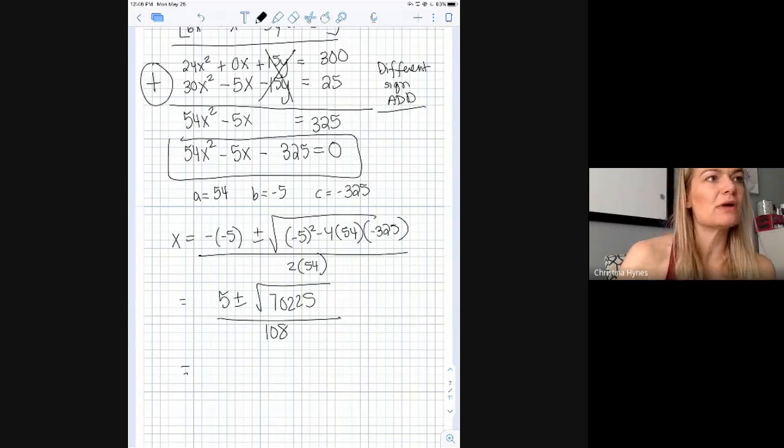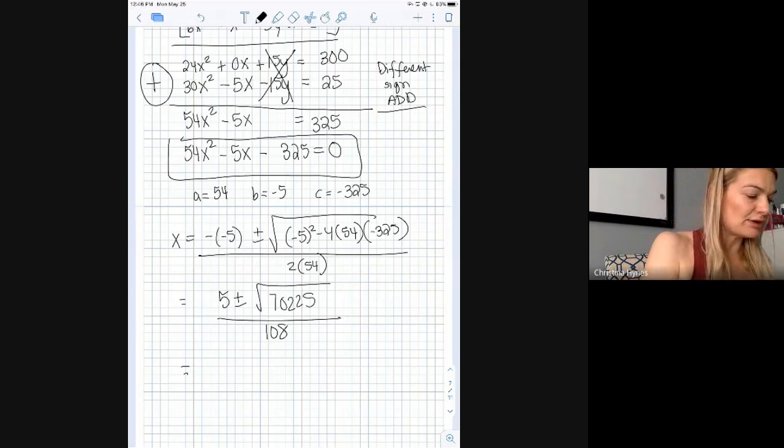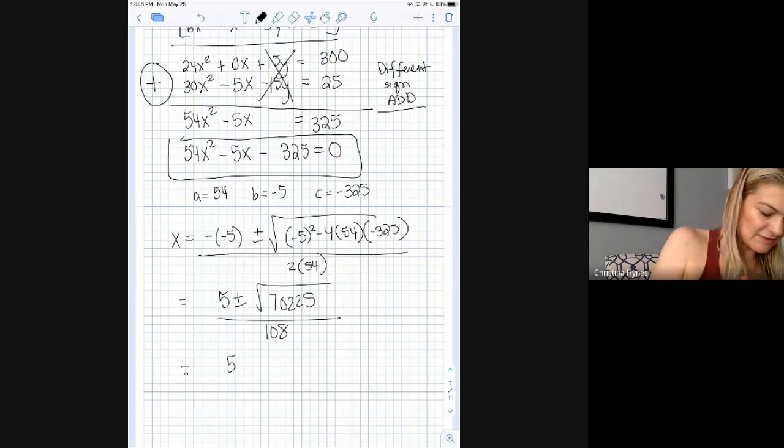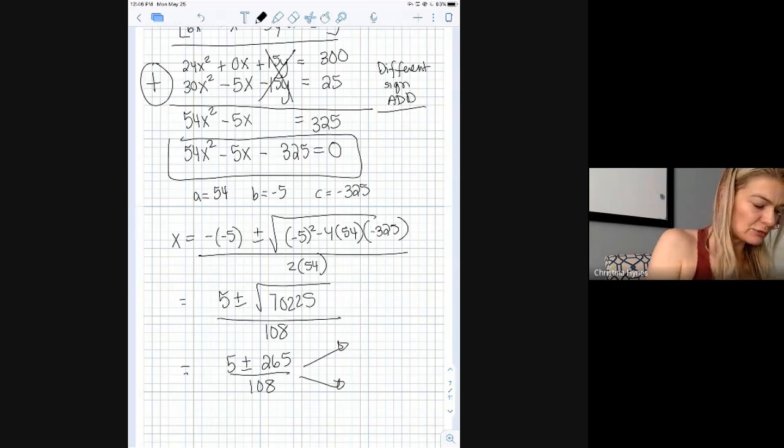So once you find your two x solutions, you're not done, unfortunately, because just like in the previous question, you always need an x coordinate and a y coordinate when you're talking about points of intersection. Okay, so I'm going to solve for the square root of 70,225, and I get 265. And there's two solutions. One is where you add 5 plus 265, get the answer, and divide it by 108. So you should have 2.5 as one possible x answer. And the other x solution could have been 5 minus 265 divided by 108.